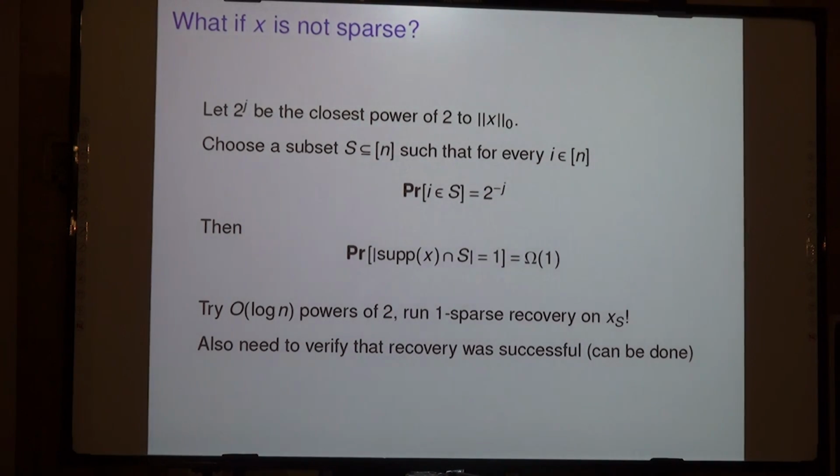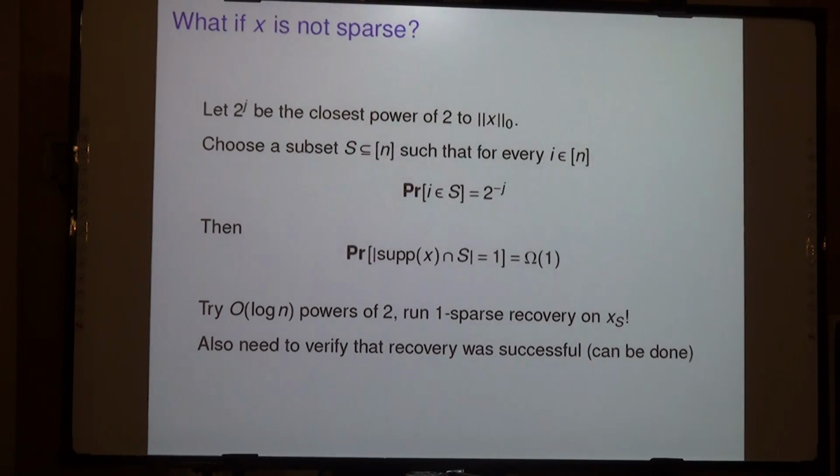Good. And that's basically how L0 samplers are constructed. This is the main idea. To get the tight parameters, one needs to massage this a little bit. But basically, this is what we do. We will try log n powers of 2 to guess the sparsity, and we'll run one sparse recovery on the subsampled version of our signal. Well, at least one of them will succeed with high probability.